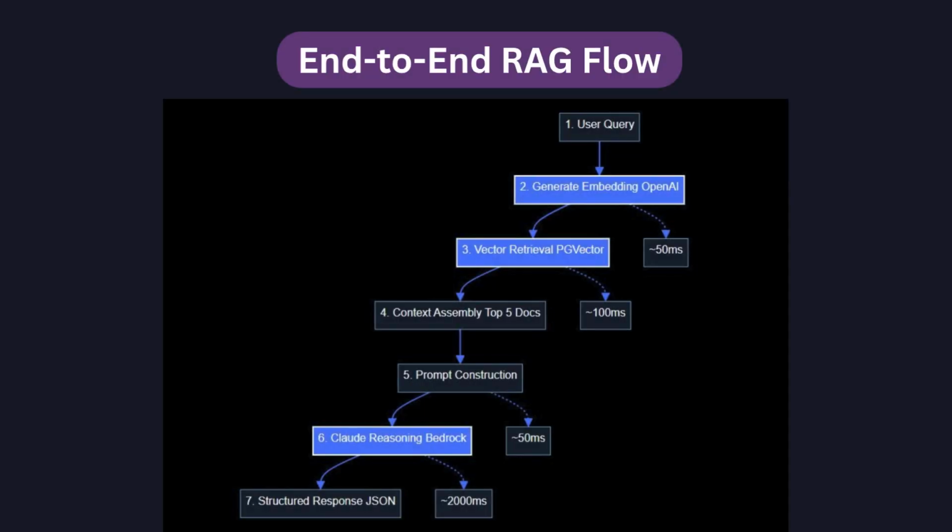The RAG pipeline consists of multiple stages. First, the user query is processed and validated. Then embeddings are generated using OpenAI models. Next, PGVector retrieves the most relevant documents. These are used to assemble context. A prompt is constructed and passed to Claude via Amazon Bedrock. The model generates a response, which is then formatted into structured JSON. The total pipeline typically takes around 2.2 seconds, with most latency coming from LLM inference.